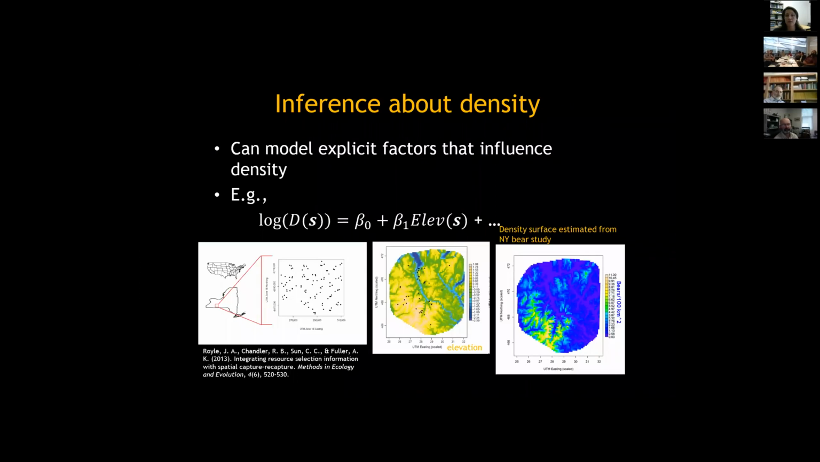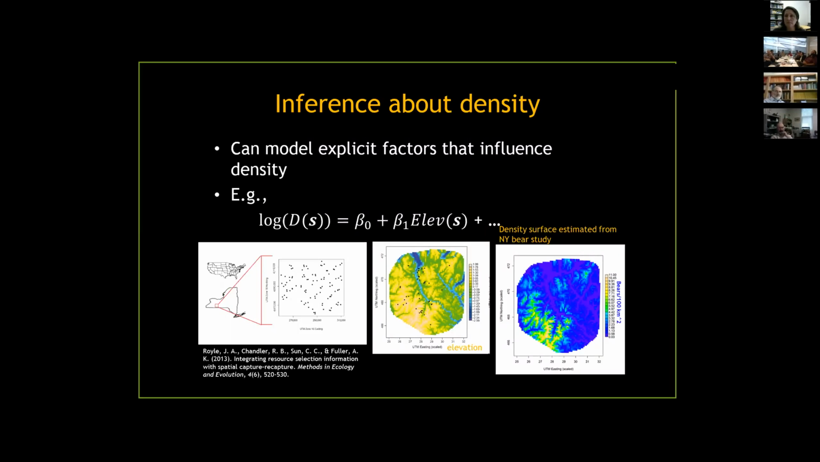So the great thing about these models, of course, is that we can make inference about density. We can model explicit factors that influence density. Now here's an example from a black bear study in New York. Here we had a series of hair snares that we set out across the landscape. Using this model, we can evaluate explicit factors such as elevation, shown here, that influence density. And then we can estimate population size, which is just the sum of all of the pixel-specific population sizes, that is, the number of home range centers located in each pixel.